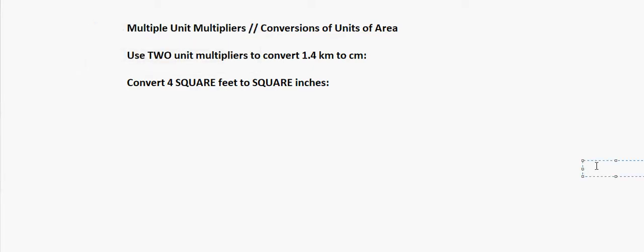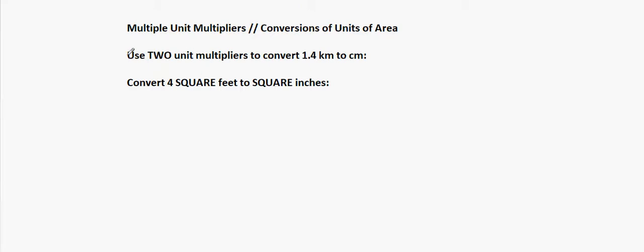Algebra F, lesson 33 is just unit multipliers again, but using more than one. So use 2 unit multipliers, not just one, to, in this case, convert from kilometers to centimeters. So you might need your conversion table out.